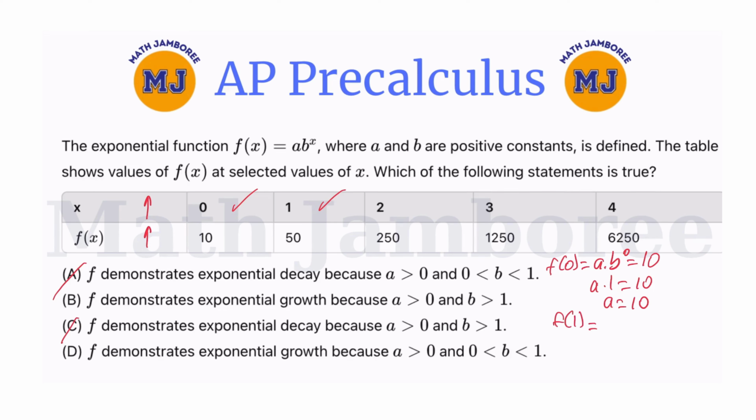What about the second data, f of 1? f of 1 is a times b to the power of 1, which is 50. We know a is 10, so 10 times b is 50. If you divide both sides by 10, you will see that b is 5. So b is greater than 1. So therefore, the correct answer is choice B for this specific question.